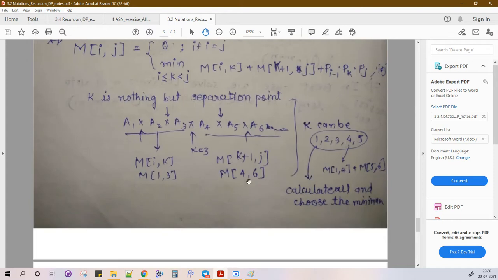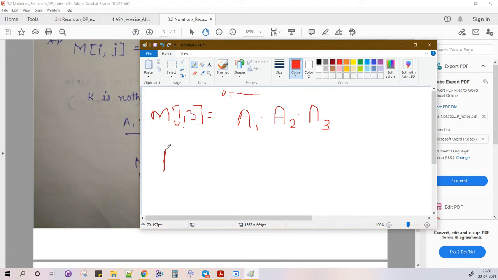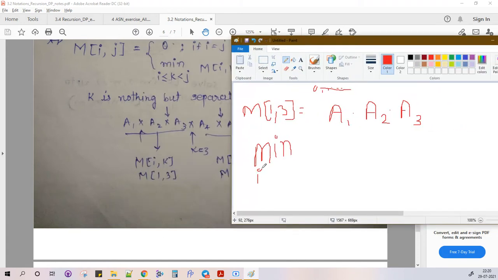So if I want to solve this problem A1, A2, A3, I need to take the minimum, and this k comes from i to j, not j. It is i but not j. So in this case, how many values of k can I have? Less than j, so 1 and 2 I can have, right? I can have k equal to 1 because it's i less than or equal to k. So k can be 1 or 2, and k is the separation point.